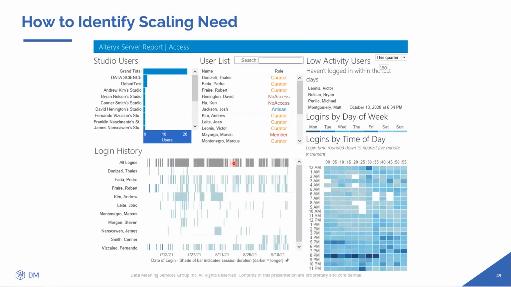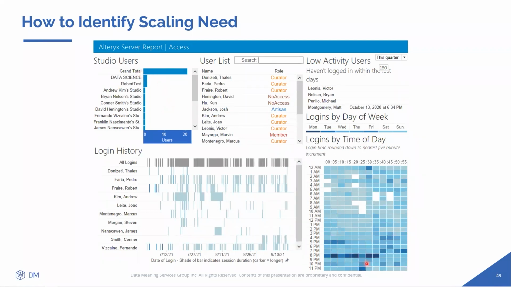So how can we identify scaling needs? We are going to talk about this in the next sessions. It's related to how to identify scaling needs. We are talking about the Alteryx server usage report that you all have access to. You can download this in the licensing portal together with the Alteryx server installer. The idea here is that you have the whole overview of everything that is happening inside your private gallery. You have everything related to the users.